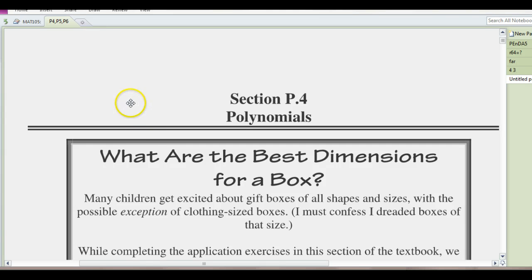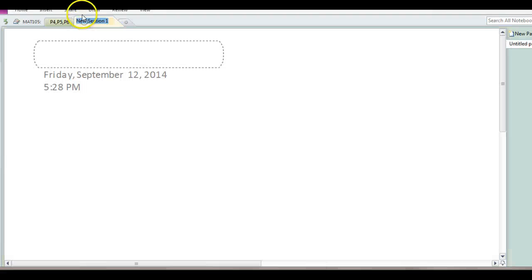This one we're going through section P4, and this talks about polynomials, and the main thing in this section is talking about the degree of polynomials and how to multiply them. So basically let's go over a few preliminaries. First, what is a polynomial?